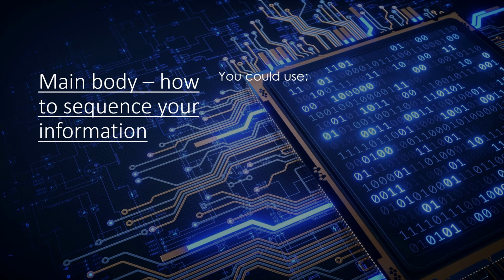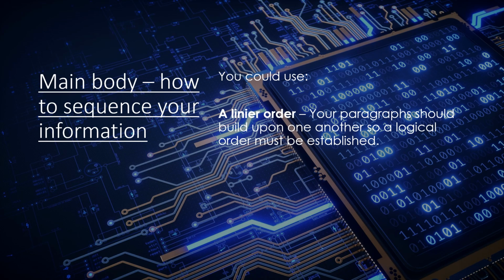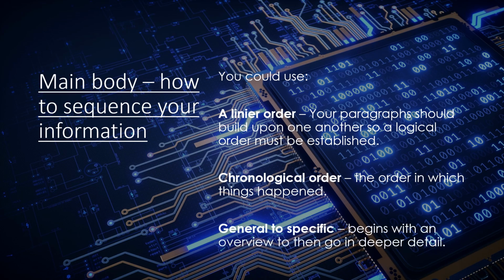When thinking about the main body of your writing, it's important to think about how you're actually going to sequence this information so that the audience can see that you've actually thought about the order that you want to put your text in. And you could use a number of different strategies. You could use a linear order, where your paragraphs should build upon one another, so a logical order must be established. It's used for when you're building an argument. Next we have chronological order, so the order in which things happened or to show a progression of something. And then we have general to specific. This is quite a common way of structuring most writing. And this is when you begin with an overview and then you go into deeper detail of the various aspects involved.